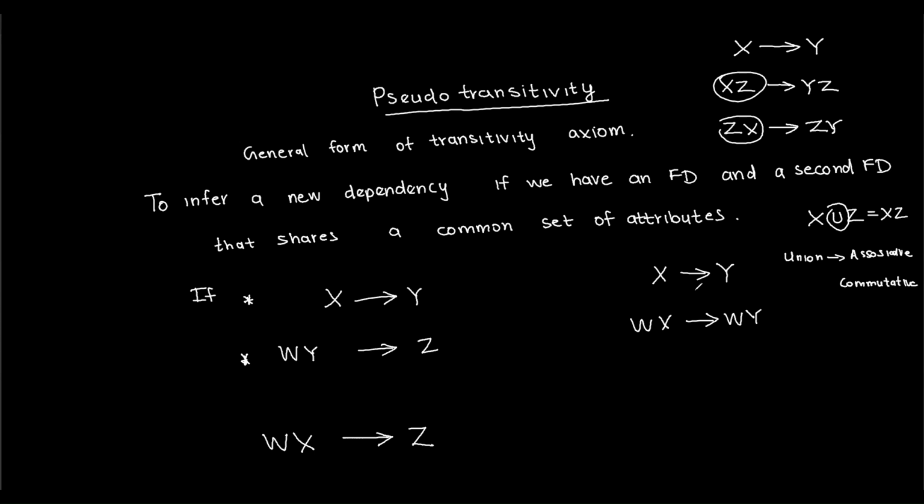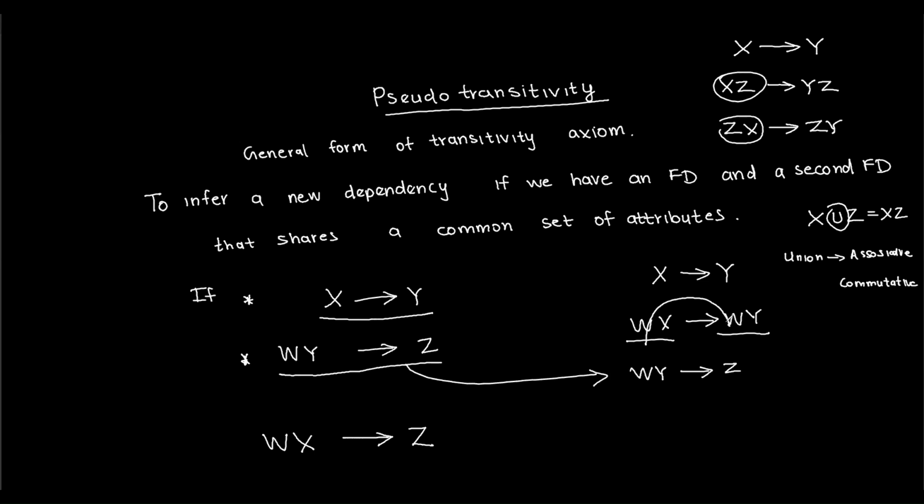Now, can you see something weird? We have X functionally determines Y and also WY functionally determines Z. Now, WX functionally determines WY. So we can say WY functionally determines Z. After that, we can write this down here. See, WX functionally determines WY, WY functionally determines Z. So we can say WX functionally determines Z.